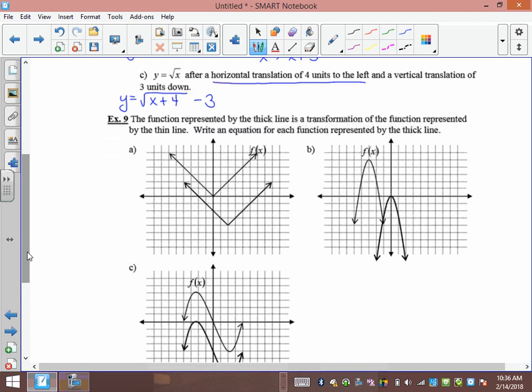So in this one, we have to actually read thoroughly which one is the transformed and which one is the new. The function represented by the thick line is a transformation of the function represented by the thin line. So which one's the original? Of the thin or thick, which one's going to be the original? Thin, because it says the function represented by the thick line is a transformation, so it's being transformed, than the thin line. So thin line's original.